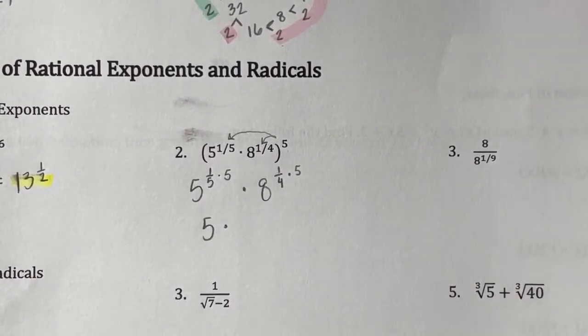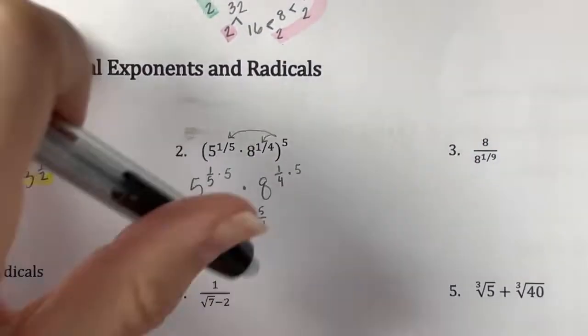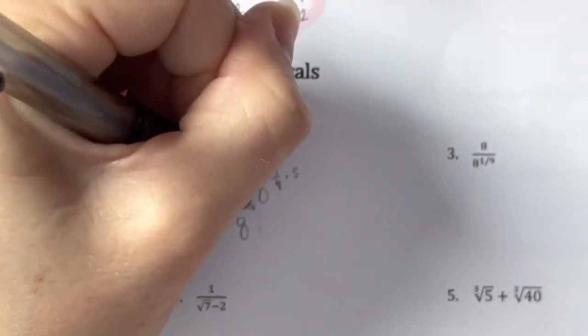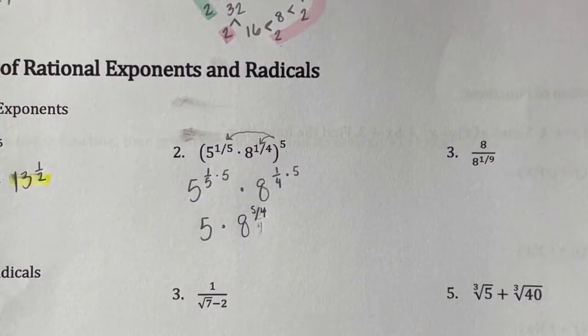1/4 times 5 is 5/4. So times 8 to the 5/4. So 5 times 8 to the 5/4.